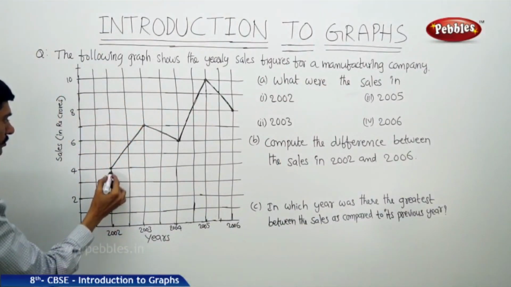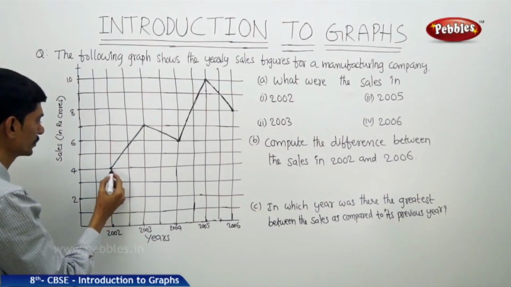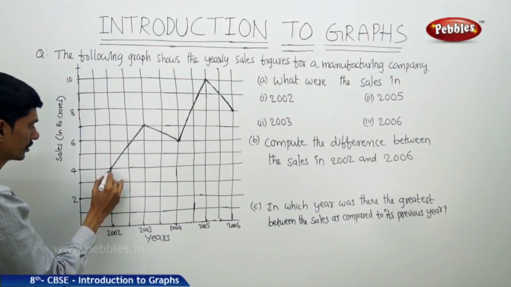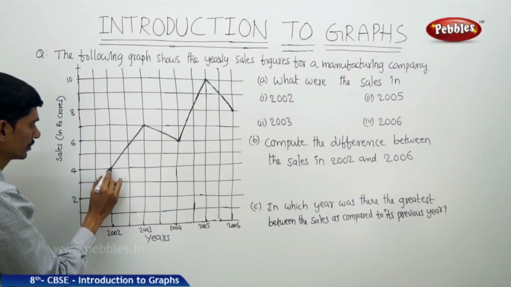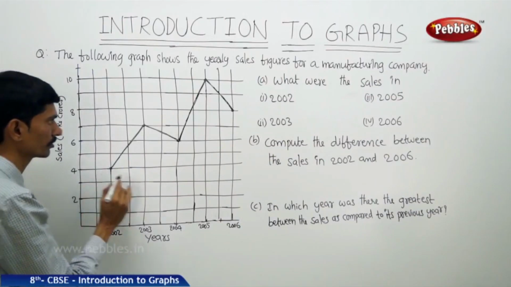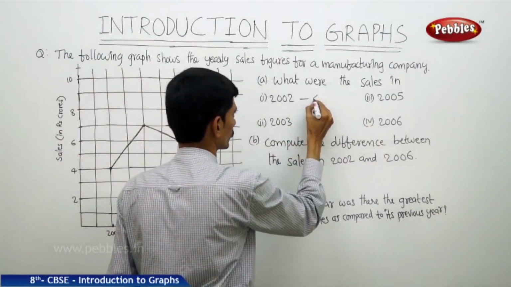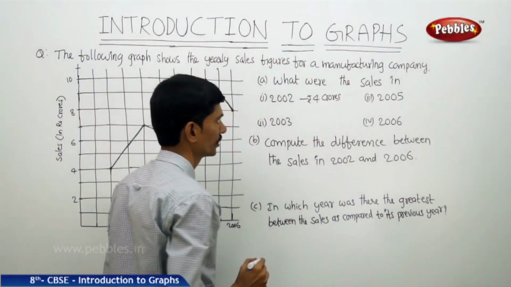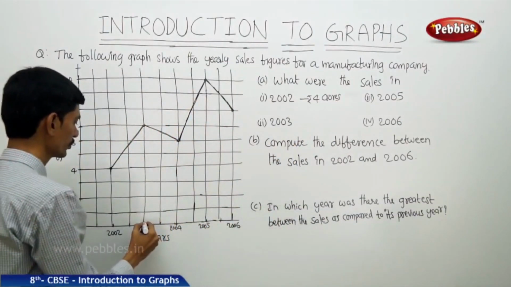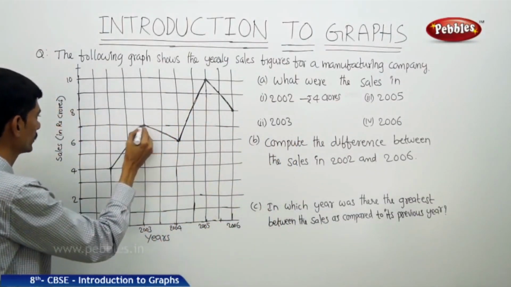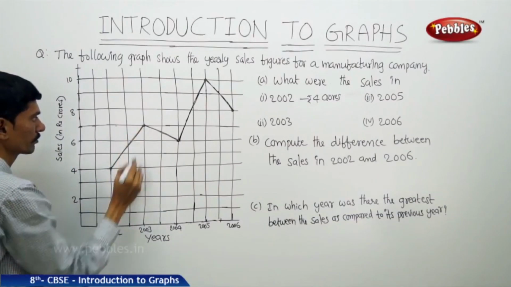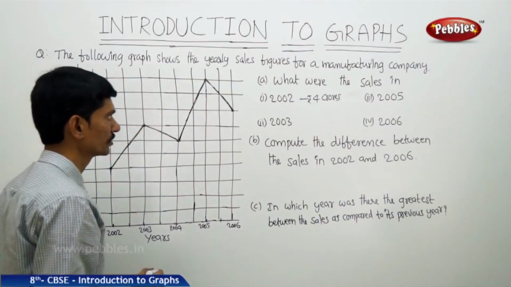So in 2002, from the line graph you can say that the total sales was 4 crores. If you draw the vertical line from this point, we can see that the total sales in 2002 was 4 crores rupees. Next 2003. From the line graph, between 6 and 8, so that is 7. So there are 7 crores rupees sales in 2003.